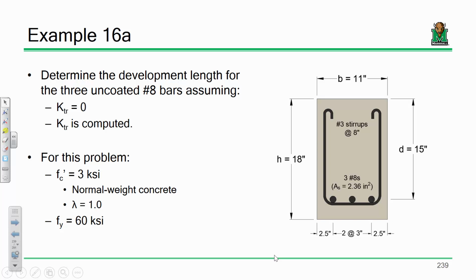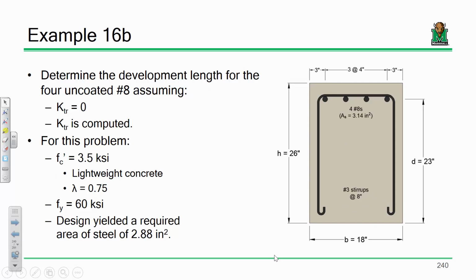So, example 16a. We finished this example, right? Okay, so this will be a nice place to pick it up. We're going to do example 16b. This is going to go real quick, because if you understood how 16a works, example 16b is going to go a lot faster. There's a couple things I want to point out so that everybody's aware of what's going on. First thing I want to point out, we're looking at the development length for the 4 uncoated longitudinal bars in this cross section.